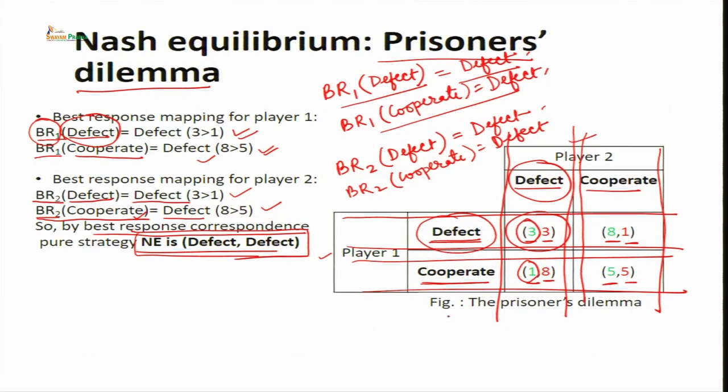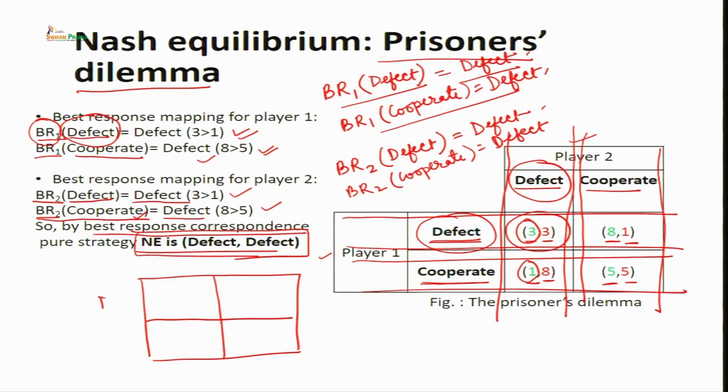Okay. So, I can just draw this game matrix, and without doing that much hard work, we can simply get it like this. Suppose this is defect for player 1, cooperate for player 1, this is defect for player 2, cooperate for player 2. Here they are getting 3, 3, here it is 8, 1. This is 1, 8, this is 5, 5. Okay, this is player 1, this is player 2. So, we can simply do it like this.